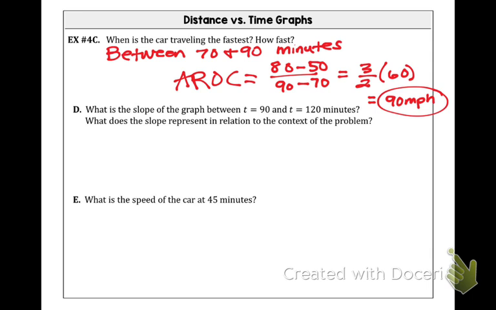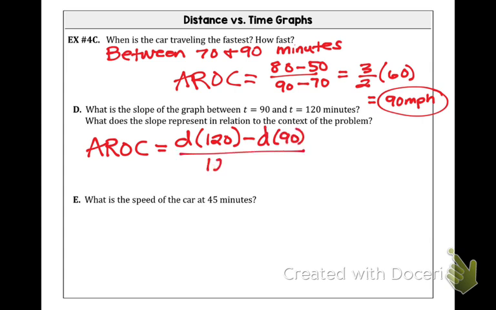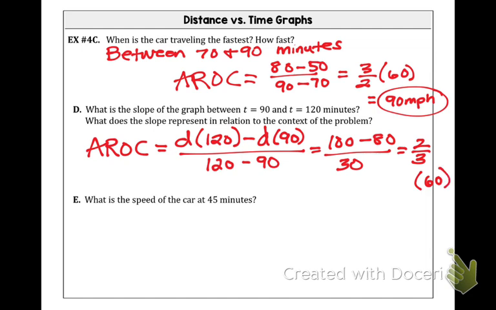Slope between 90 and 120. So again, we're just doing the same thing. Average rate of change, distance at 120 minus distance at 90, divided by 120 minus 90. Where are we at 120? We said we were at 100. At 90, it looks like we're at 80. 120 minus 90 is 30. So 2/3. Multiply by 60 again to get it to miles per hour. We did that in the first one, didn't we? Isn't that 40 miles per hour?